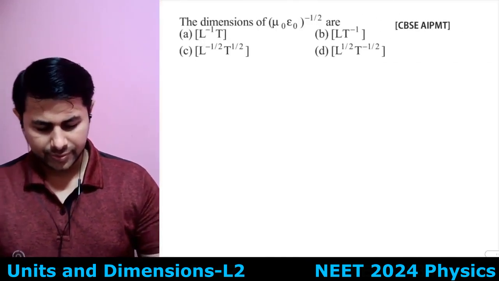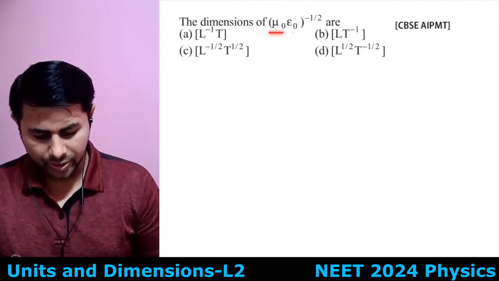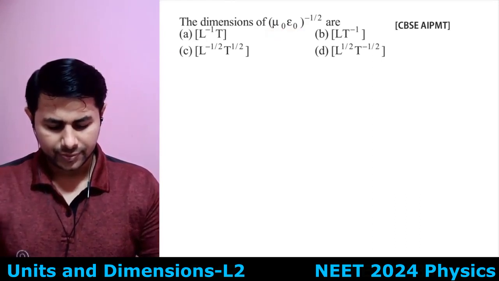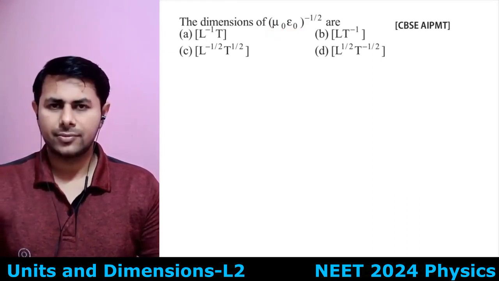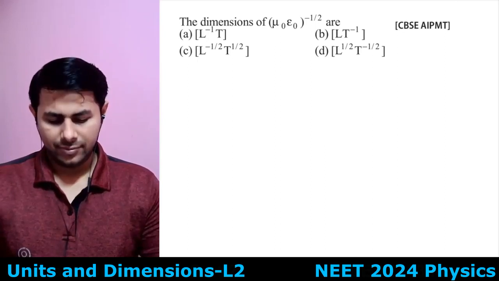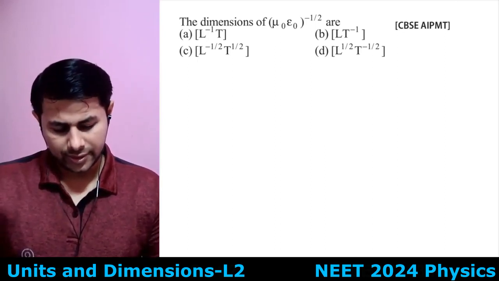All right, let's move on to the next problem. The dimensions of mu naught epsilon naught raised to minus half are LT inverse.